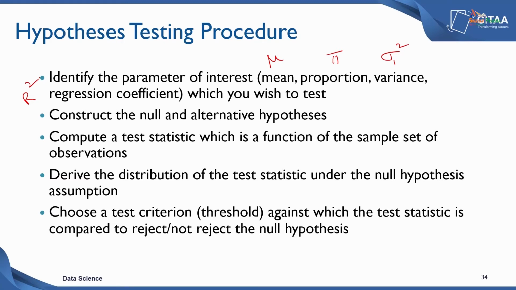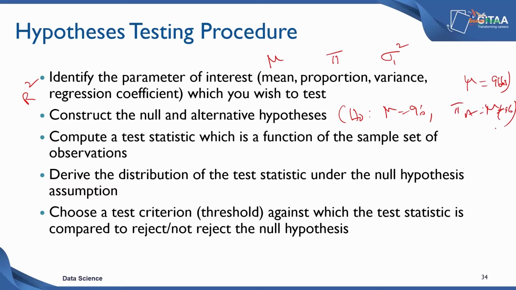The second step is really to convert the business question into a set of hypotheses. In the case of mobile, the claim that gets made is that mu is equal to 96 hours. So you convert it into a null hypothesis of mu is equal to 96 hours, and an alternative hypothesis that mu is not equal to 96 hours.